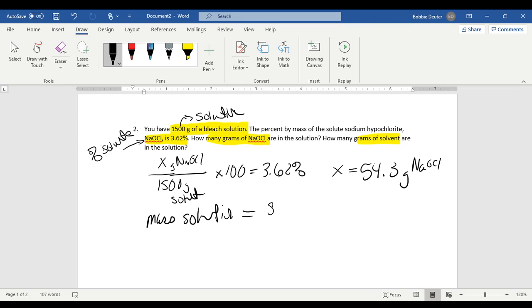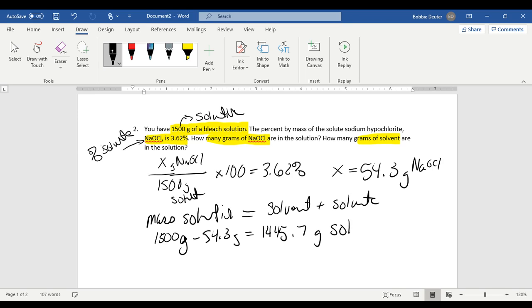is equal to the solvent plus the solute. So all we have to do is take our 1,500 grams of solution, subtract from it the 54.3 grams of our solute, and you would get a total of 1,445.7 grams of solvent. Now, me being a chemistry teacher, I know the solvent is going to be water because that is a universal solvent, but it doesn't necessarily have to be water.